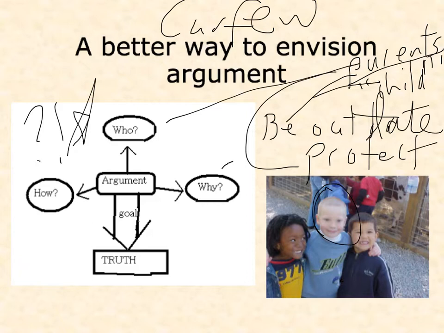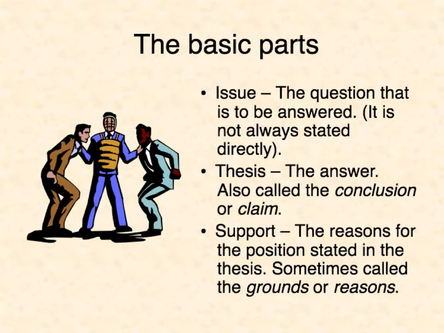Now, let's look at some of the parts of an argument. That is, things that are basic elements of an argument are the issue, the thesis, and support. The issue is not our topic, but it is the question we need to ask, that we need answered about our topic. What do we need to know? What do we need to come to a conclusion on? What do we need to reasonably decide?